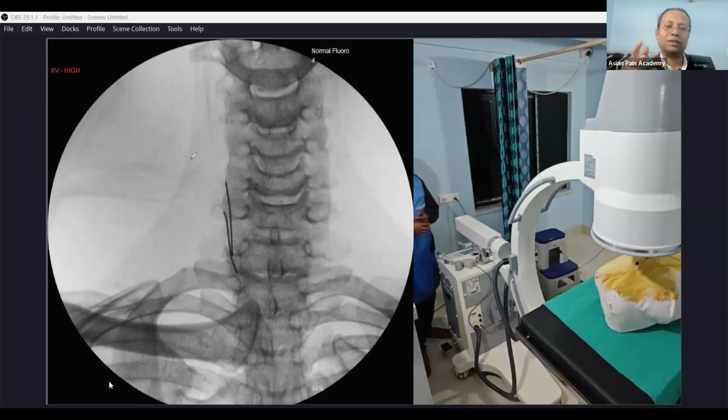You just remember it in this way, practically: the facet joint is made by two articular pillars. So just above that facet joint, your target will be on that articular pillar, and below that facet joint, there will be another articular pillar. I mean, there will be another medial branch. That's it. Okay.